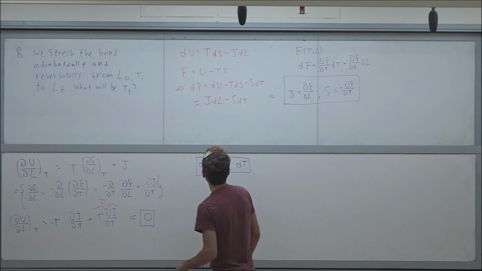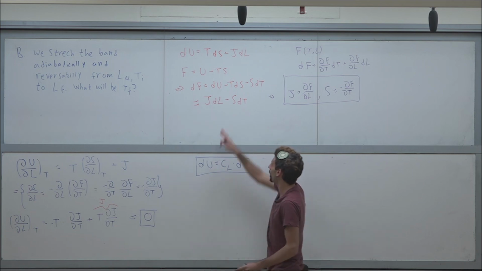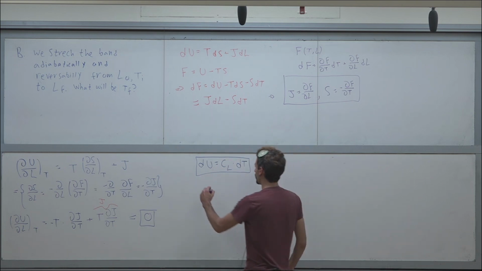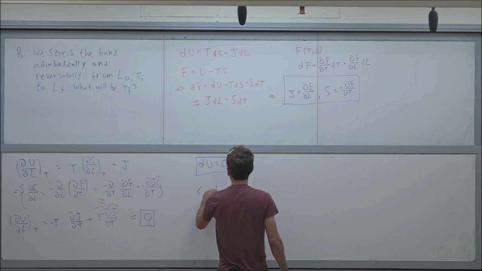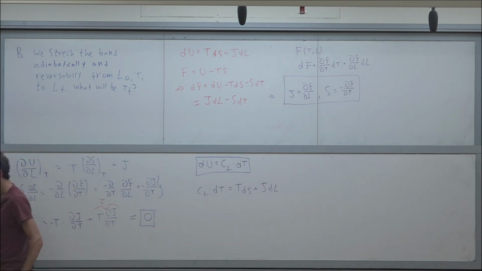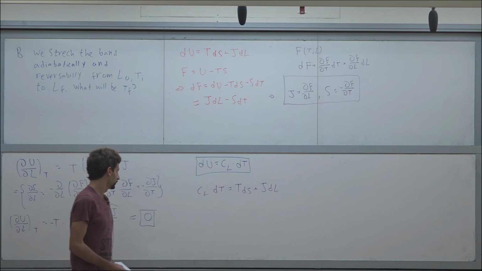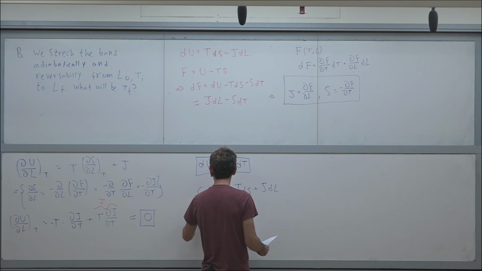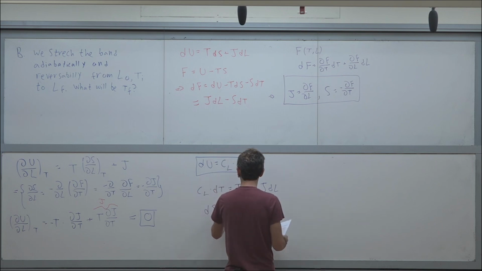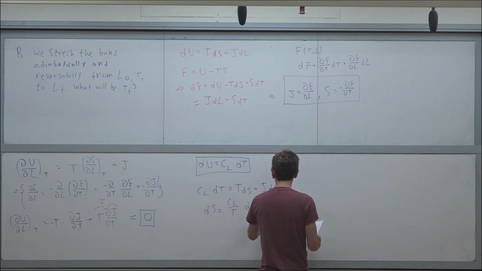So now let's find the entropy. So what is the entropy? From here, we can plug in dU as C_L times dT. So we have C_L dT equals T dS plus J dL. When we find J, it's only G times T. So we can write dS as a function: dS is C_L over T dT minus G L dL.